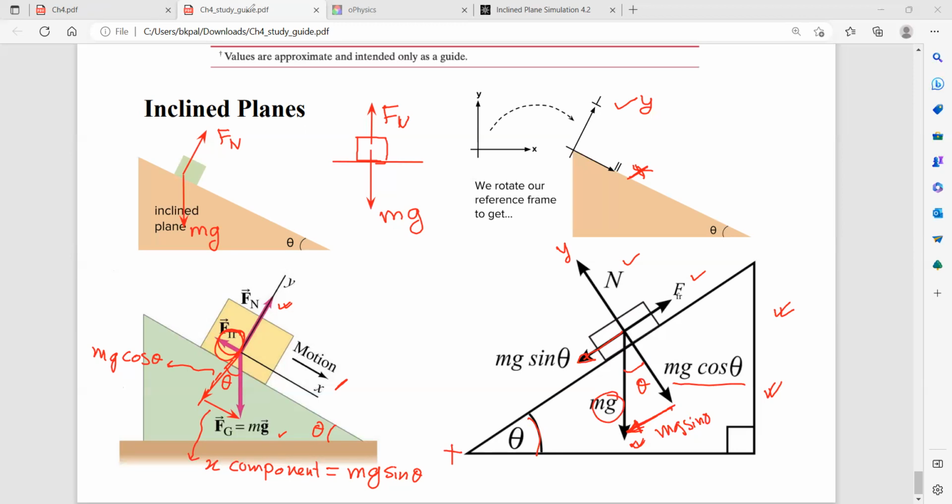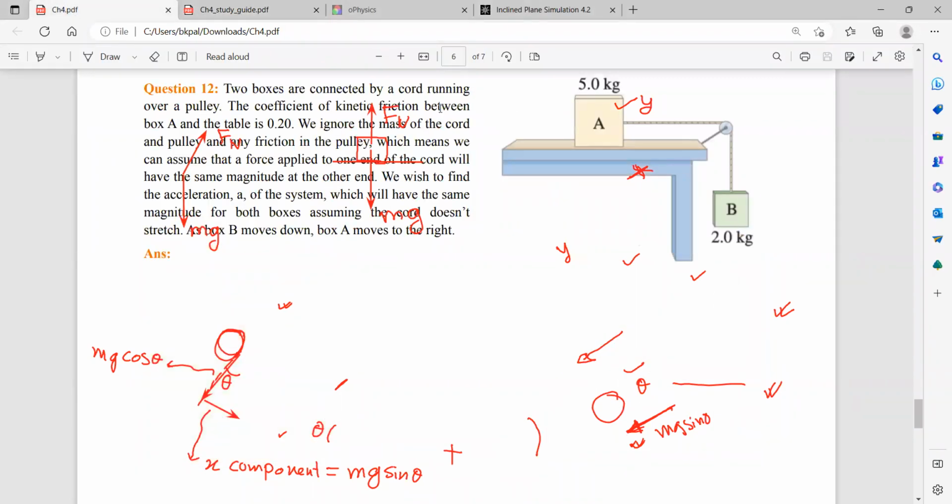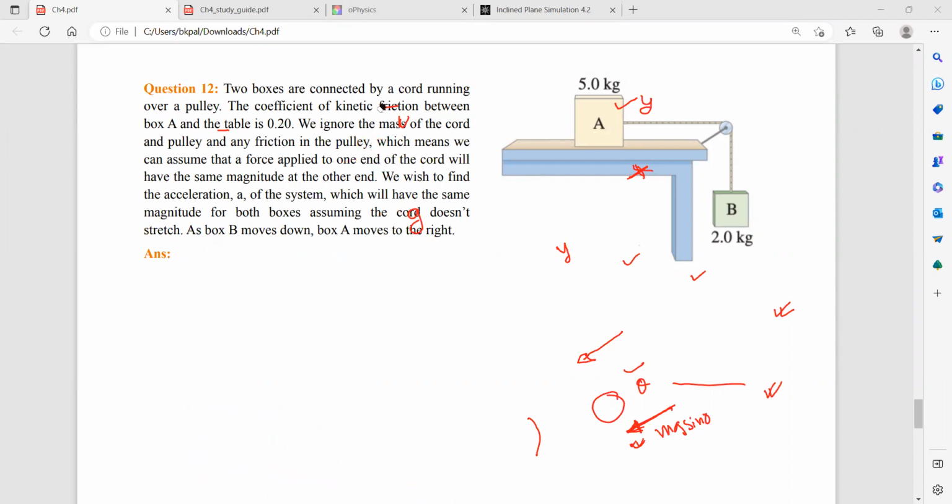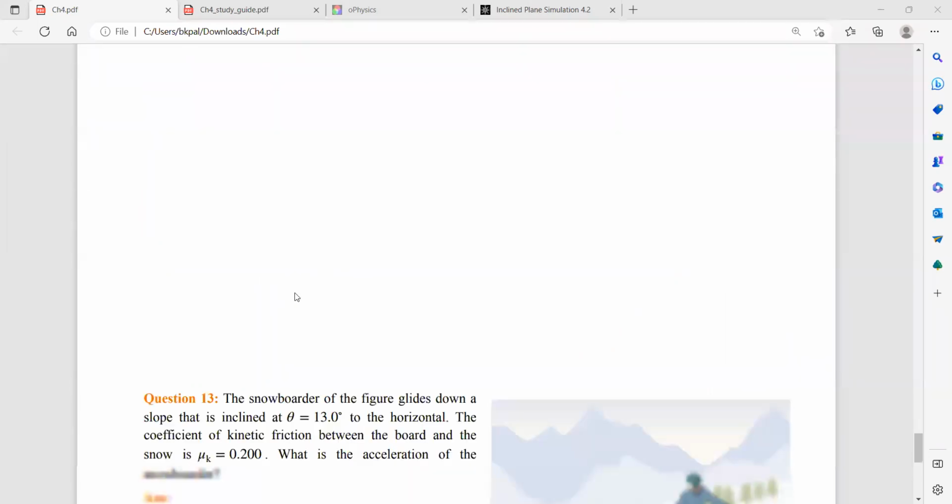Now let me solve a problem. Okay, so I have to erase all these. All right, I'm going to skip this problem. This is a little bit difficult, so skip it, but don't skip this problem, the last problem.